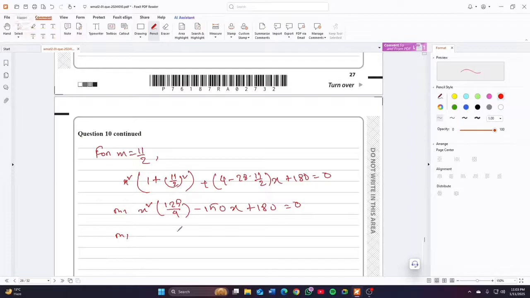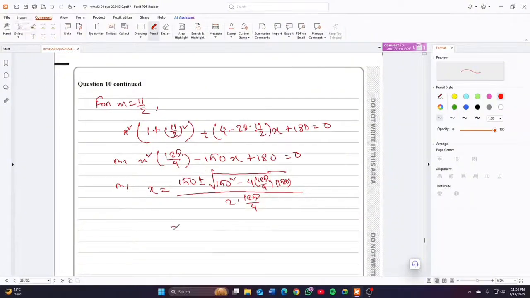Or simply, using the quadratic formula, we can find x equal to 150 plus or minus root over 150 square minus 4 times 125 by 4 times 180, divided by 2 times 125 by 4, and this gives us the positive value of 12 by 5. We ignore the negative value since x is to be positive.